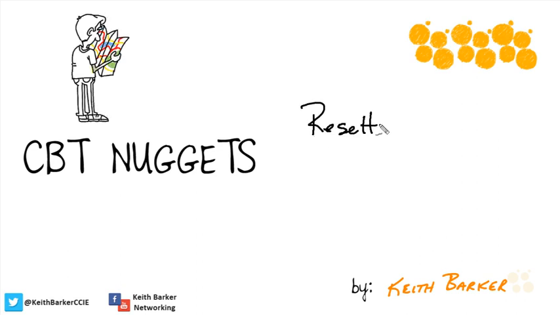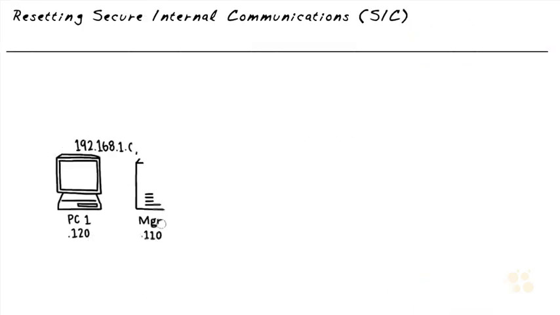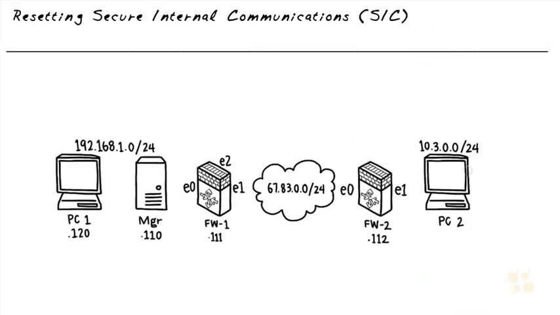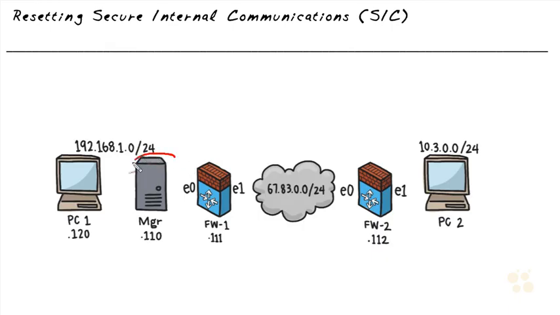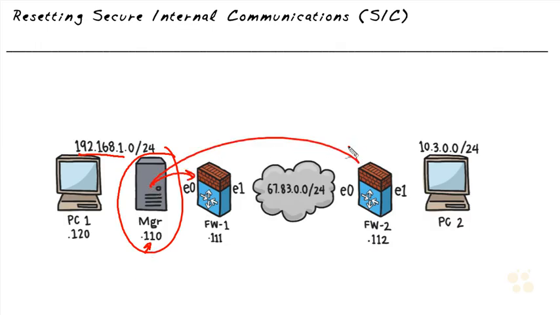Have you ever heard this statement, you can't get there from here? Well, we may have that problem as well if we're dealing with a security manager that can't communicate with a firewall. So let's imagine in our topology here that we have this security management server on the 192.168.1 network at .110 that's been configured to manage firewall 1 as a gateway and also firewall 2 as a gateway.